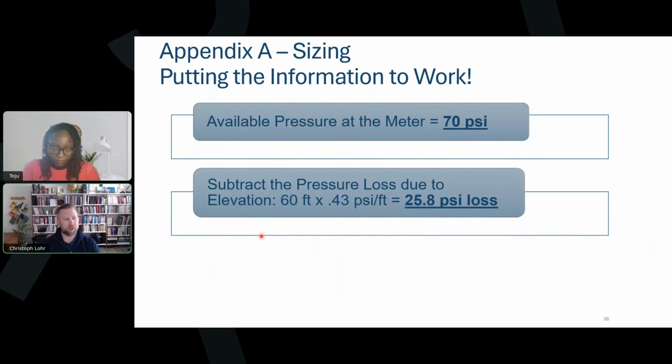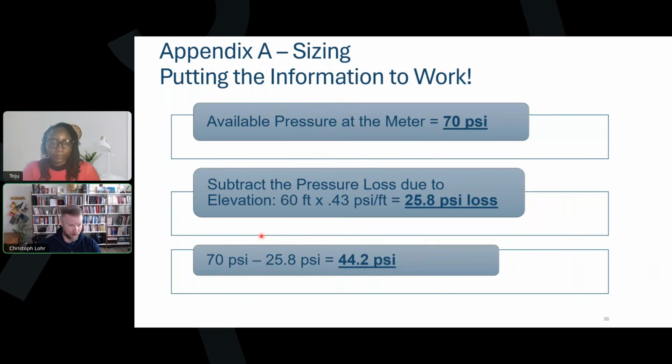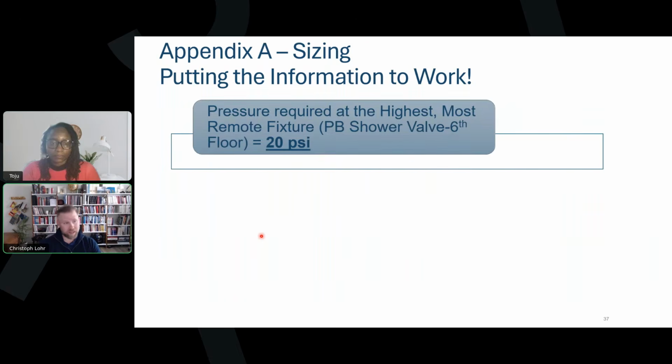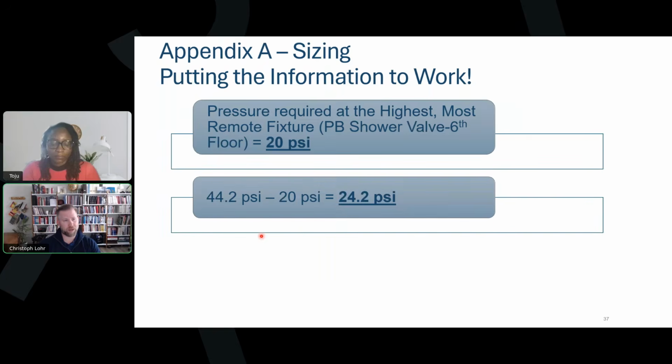Let's say we had a pressure loss due to elevation. So we had a 60-foot tall building times 0.43 PSI per foot equals about a 25.8 PSI loss. So you take your 70 minus your 25.8 and you end up with 44.2 PSI available pressure. Then you need 20 PSI for a pressure balancing shower valve on the 6th floor. So you've got to subtract that off your available pressure. So now you only have 24.2 PSI left.